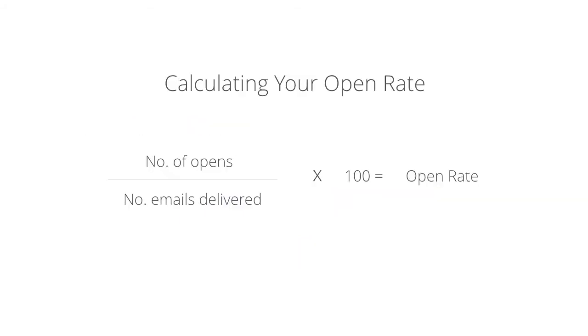So how do you calculate your open rate? Your open rate is a measure of how many people on an email list open a particular email. It's usually expressed as a percentage, and we calculate it as follows: number of opens divided by the number of emails delivered times by 100 equals your open rate. So a 20% open rate would mean that out of every 10 emails delivered to the inbox, 2 were actually opened.